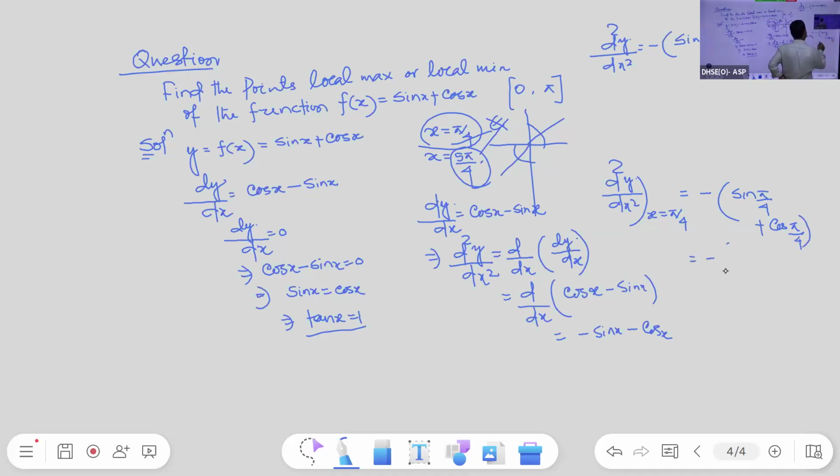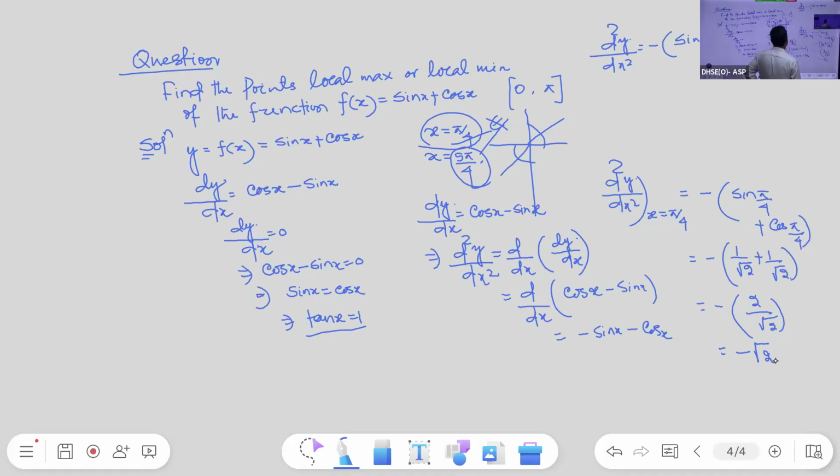This is equal to minus of sin 45 degrees, 1 over root 2, plus cos 45, 1 over root 2. This is equal to minus of 2 over root 2, which is equal to minus root 2. A non-zero value is obtained at the even order derivative.